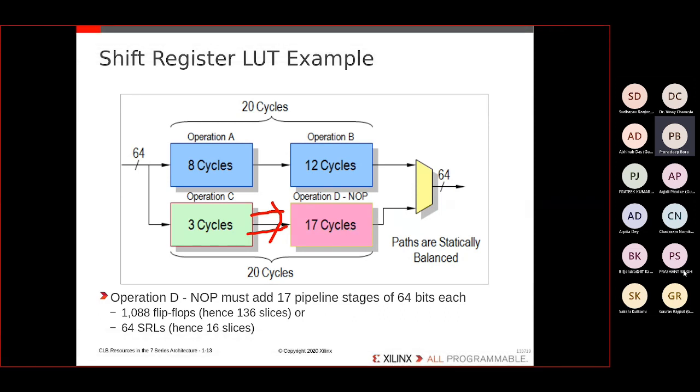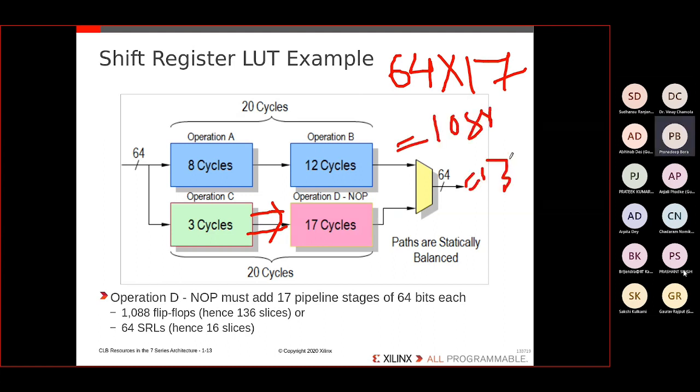But what happens if I use flip-flops? How many flip-flops will it take? For 64-bit data, one flip-flop will be used to register for 1 clock cycle. For 17 clock cycles, I will be using 17 parallel flip-flops. That means we need a 17-bit shift register logic. So how many flip-flops will be required? 64 times 17, that is 1088. That is spread across 136 slices.